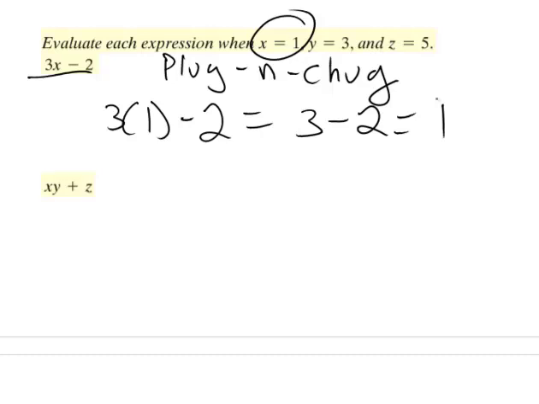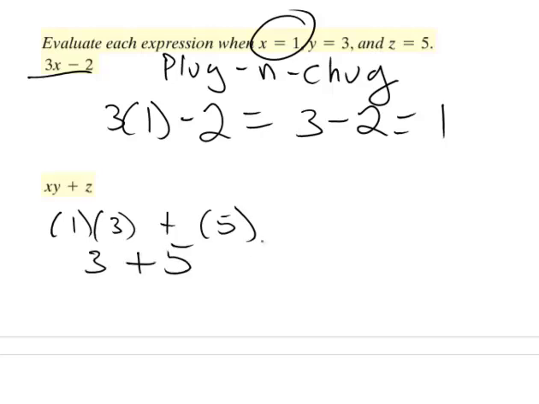So again, everywhere I have the letter X, I'm going to put my number 1. Where I have my Y, I'm going to put my number 3. And where I have my Z, I'm going to put my number 5. Okay, so again, I'm going to do my multiplication first. 1 times 3 is going to give me 3. And 3 plus 5 is going to give me 8. So this is why I call them plug and chug. I take my values for my variables, I plug them in, and then I sort of chug along doing whatever sort of operation I need to do.